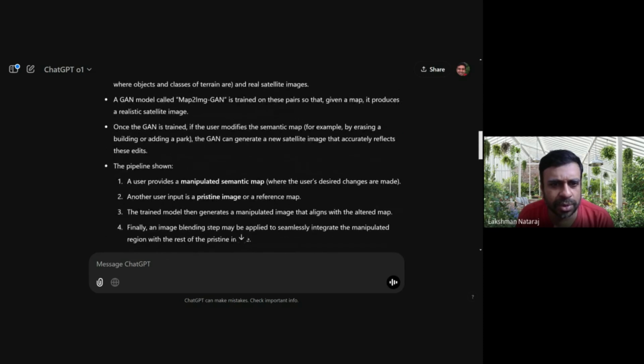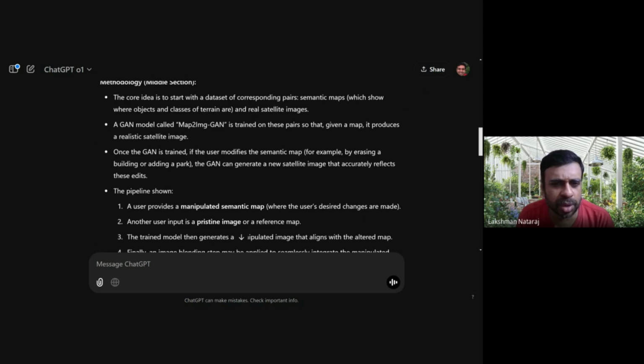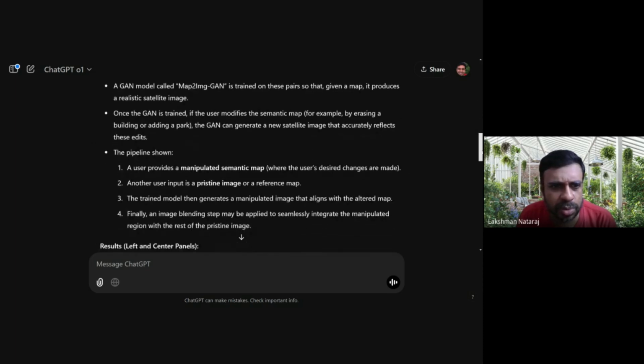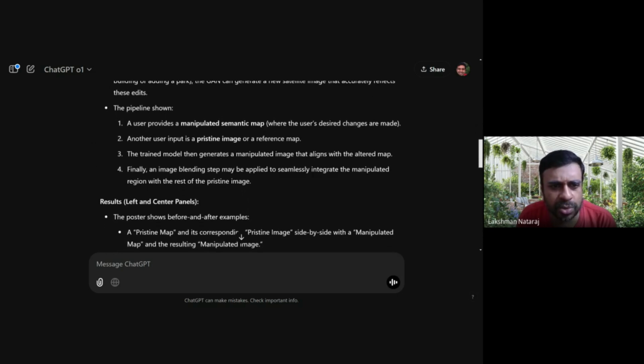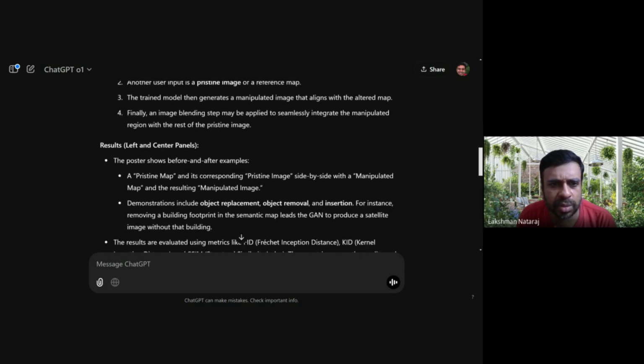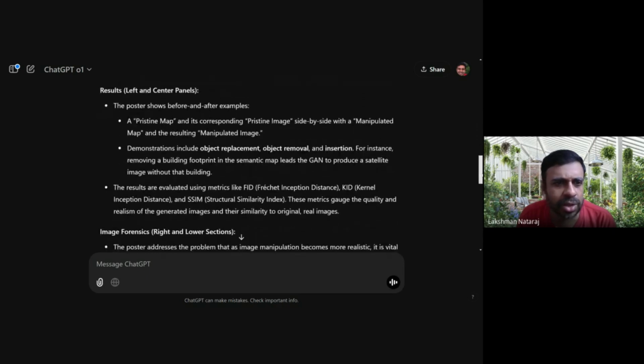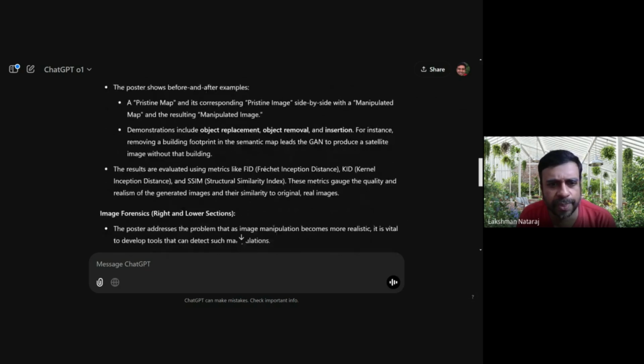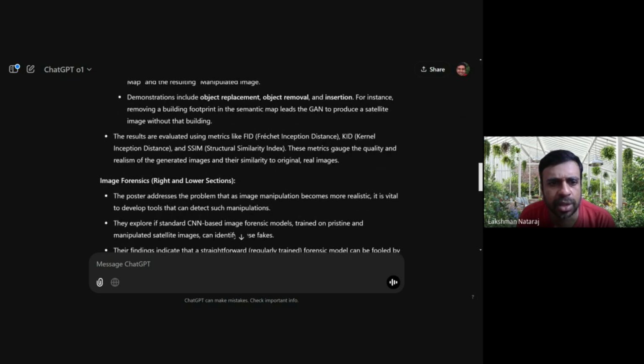And I think it's supposed to be map to SAT, unless the poster says map to image. Yeah, so that is one small flaw I can find. It is not map to image, but map to SAT, trained on these, and given a map it produces real images. So the pipeline shows the user provides a manipulated semantic map, and another user input is a pristine map. And the trained model then generates a manipulated image. Yeah, that is correct. Then it also shows the visual results and explains them.